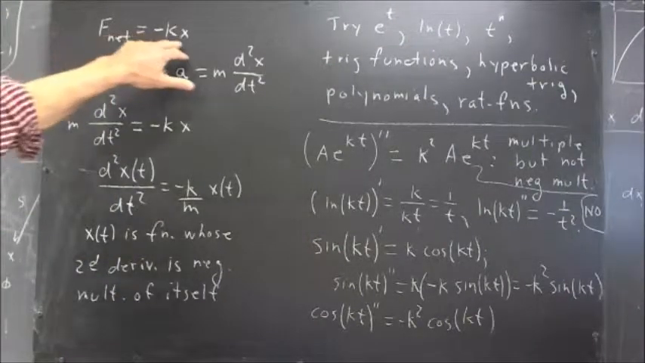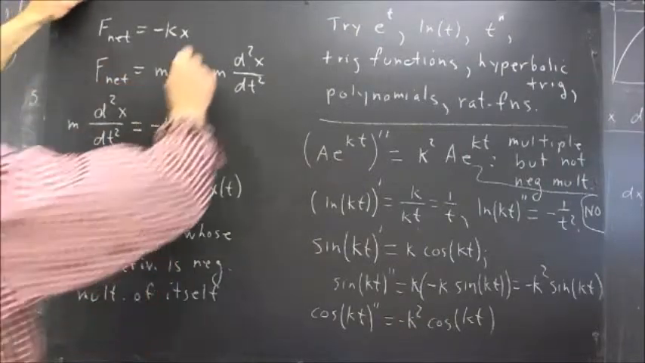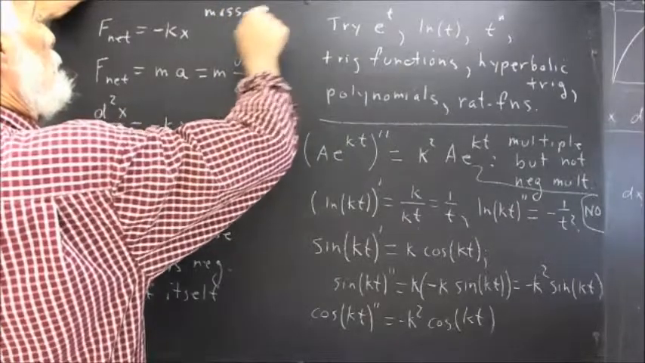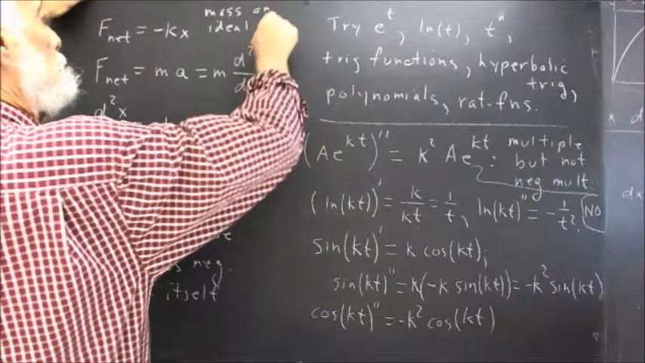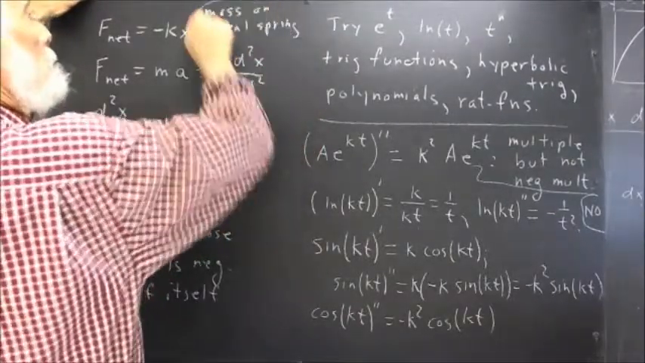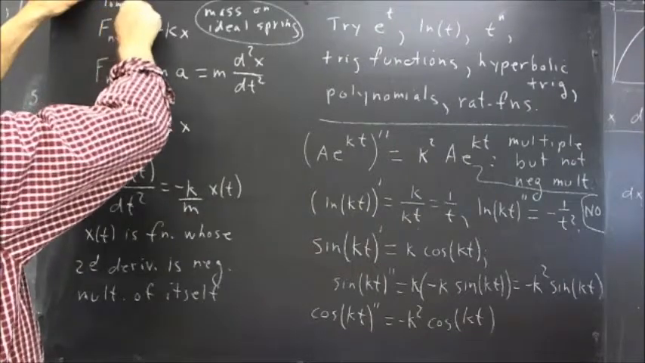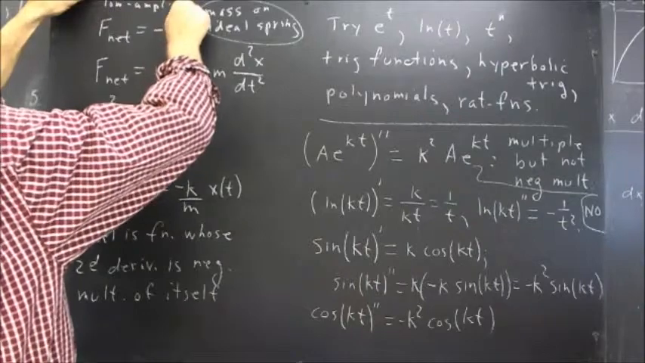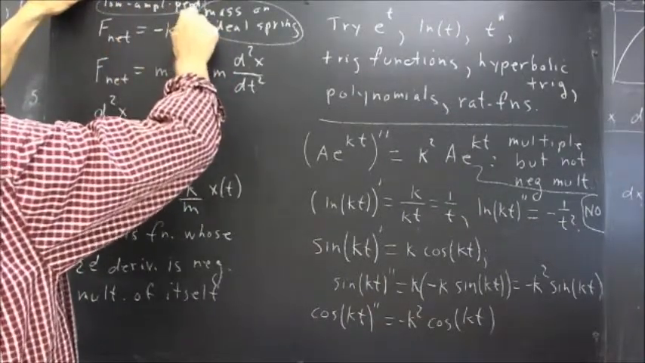Net force equals negative kx is a linear restoring force. Characteristics of a mass on an ideal spring, or a pendulum, low amplitude pendulum, abbreviating that.